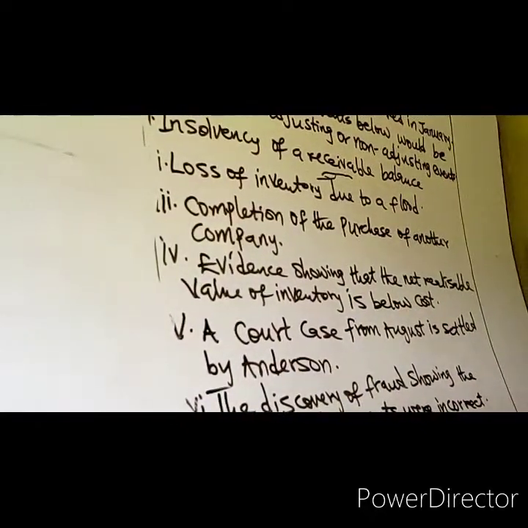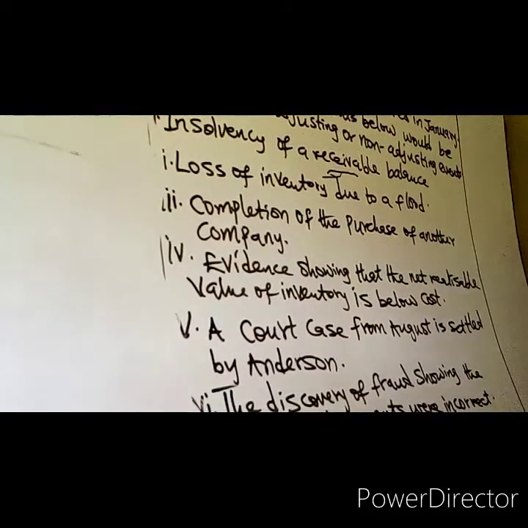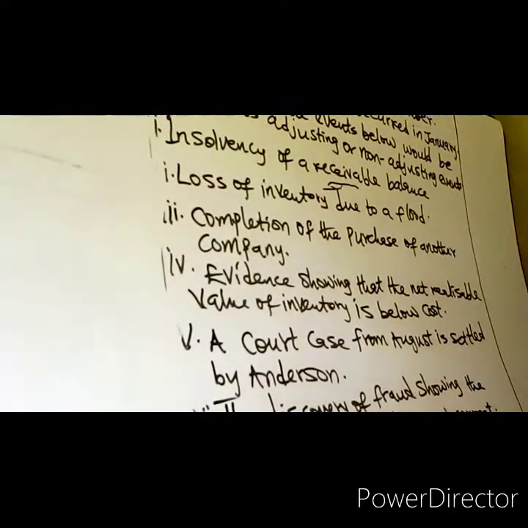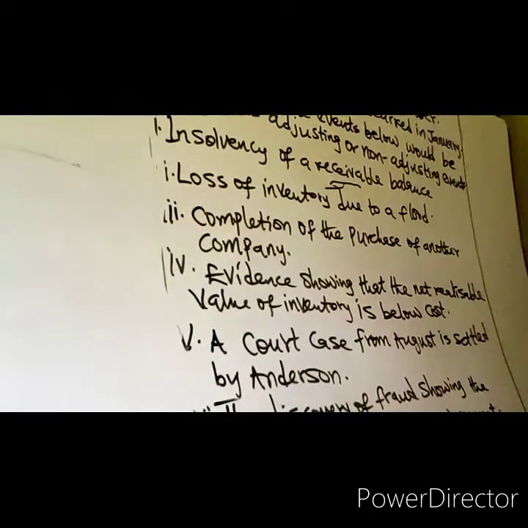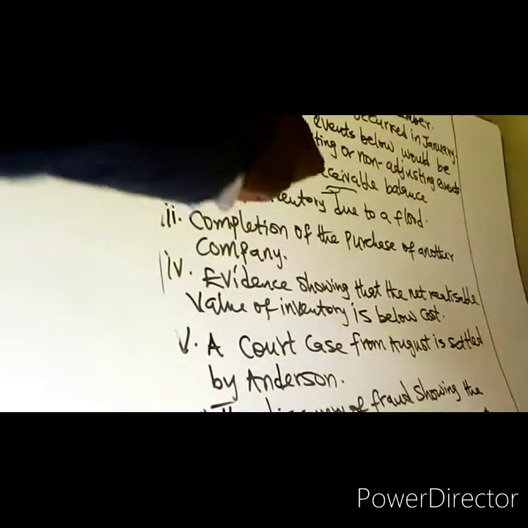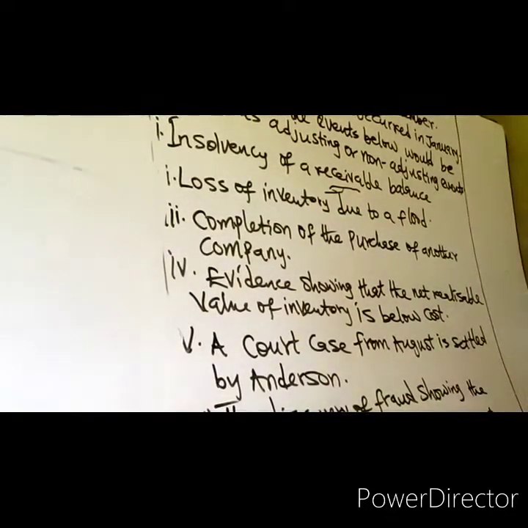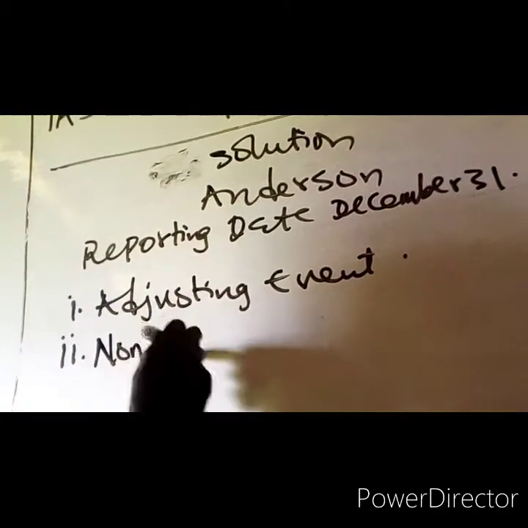Loss of inventory due to a flood. In the financial period, nobody suspected that there would be an occurrence of flood. You never suspected, and in fact, you were not even expecting floods to happen. And it suddenly happened. Therefore, the loss due to a flood is a non-adjusting event, since that condition was not in existence.